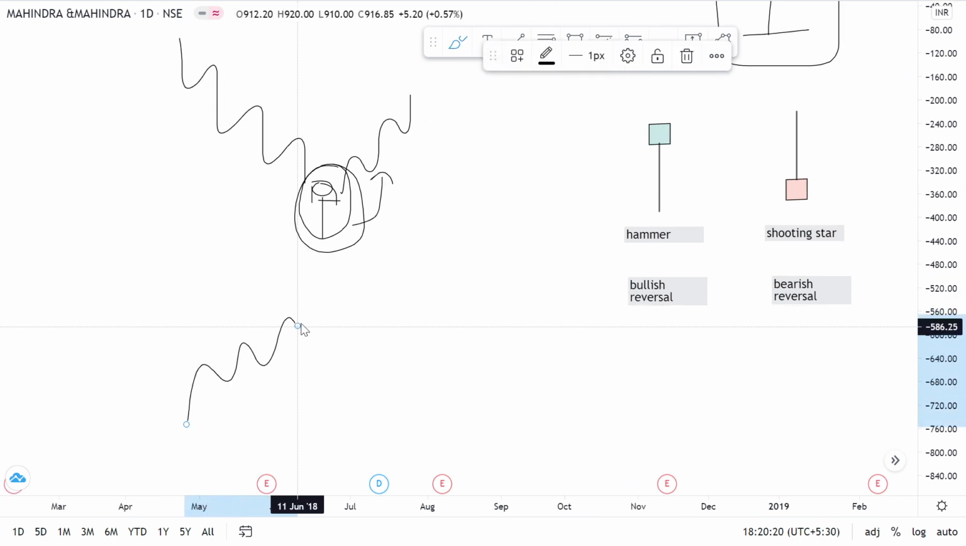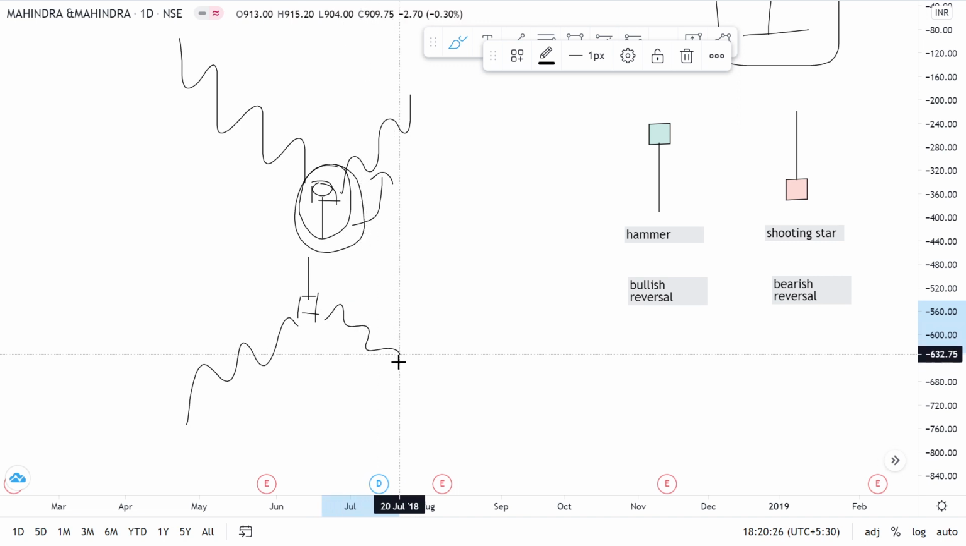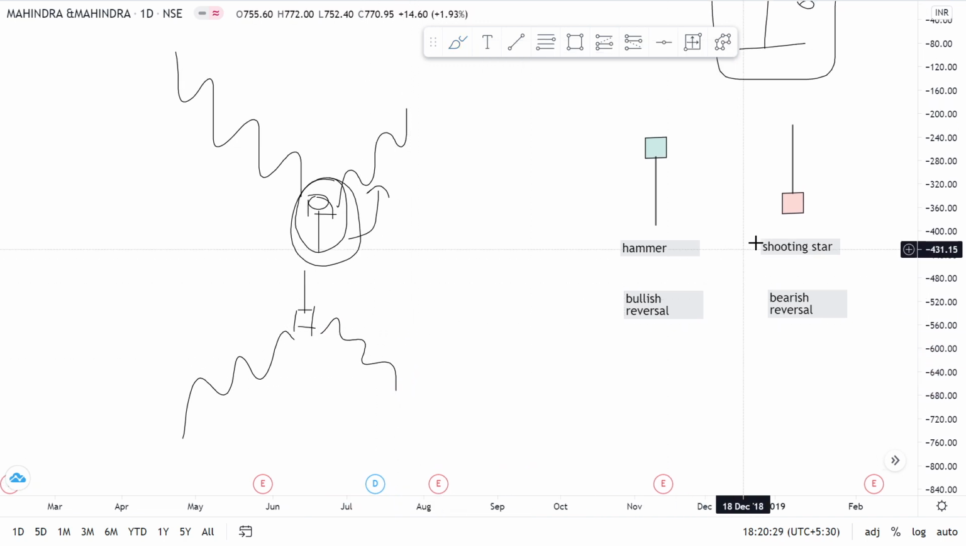A very similar logic applies for the shooting star as well. When the price is going up and you see a shooting star, you can expect the price to come down and reverse from there. Again, very common psychology. The buyers have taken it up, but the price could not sustain at higher levels and the sellers have successfully pushed the price down and closed it below.